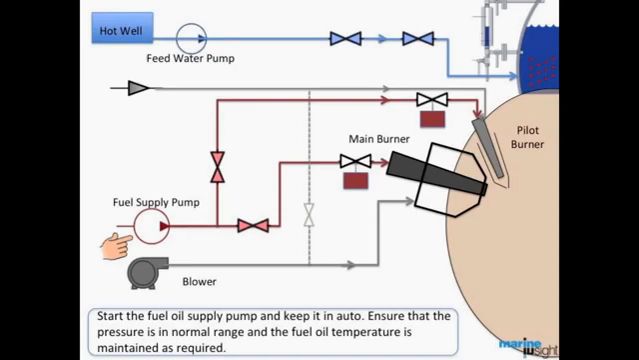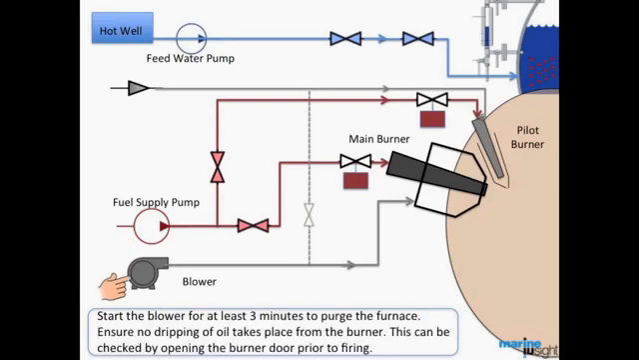Start the fuel oil supply pump and keep it in auto. Ensure that the pressure is in normal range and the fuel oil temperature is maintained as required. Start the blower for at least 3 minutes to purge the furnace. Ensure no dripping of oil takes place from the burner. This can be checked by opening the burner door prior to firing.